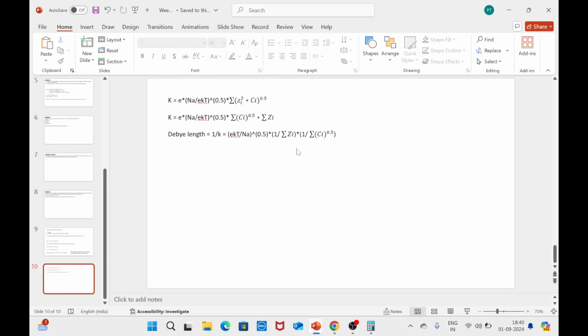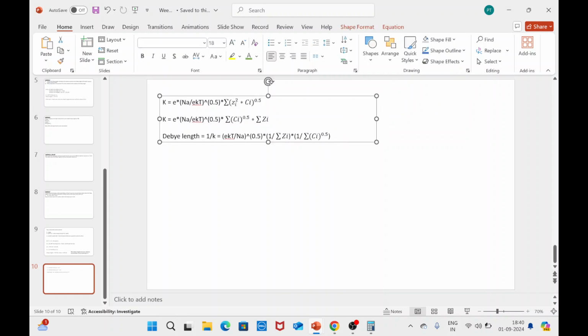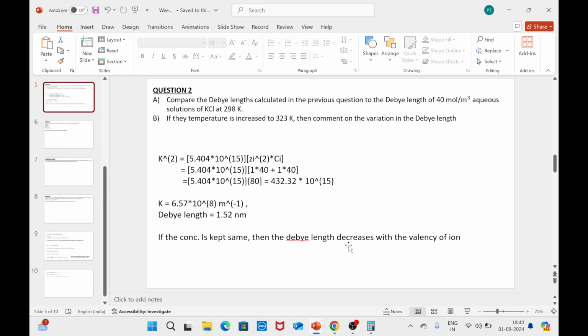So this is what the Debye length equation will look like. This Debye length is inversely proportional to the valency of the ion. That's what we also concluded from this solving. So if you keep the concentration the same and increase the valency of the ion, then the Debye length will decrease.